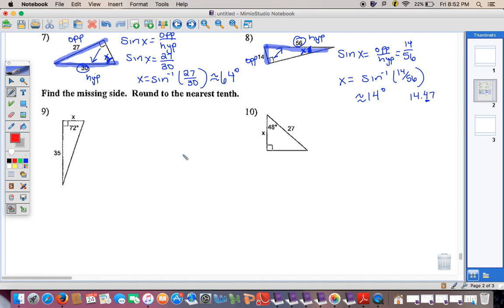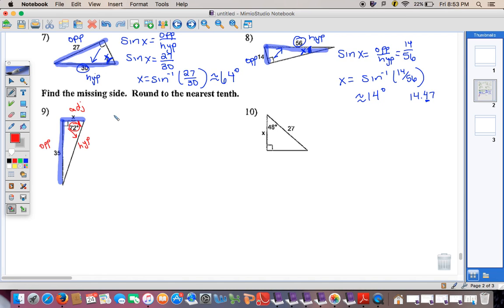Okay, questions 9 and 10, you're solving for a missing side. We're going to be using proportions here. This is the angle that we're given right here. And the sides that we have are this side and this side. Across from our 90-degree angle would be our hypotenuse, but we're not given the hypotenuse. We're given the opposite side and we're looking for the adjacent side, and we're given an angle measure.